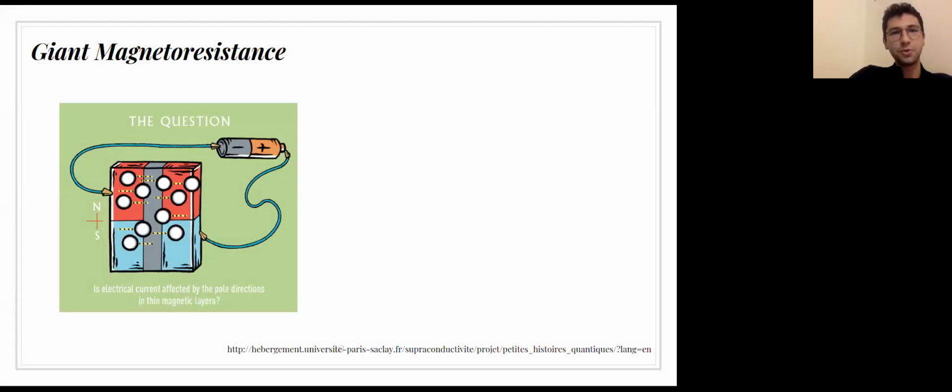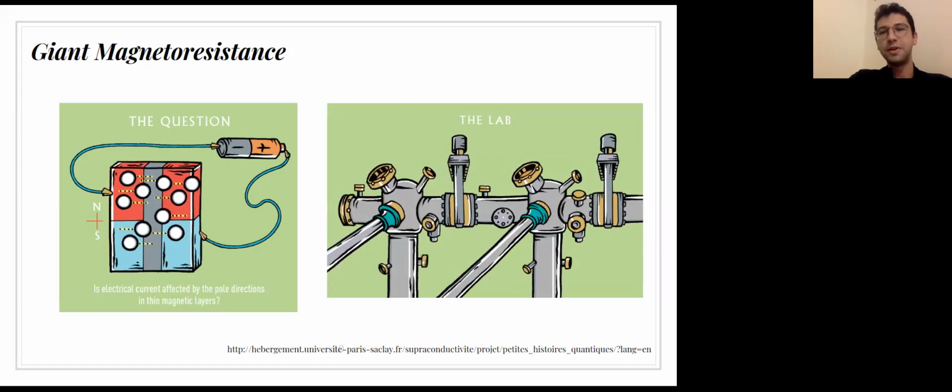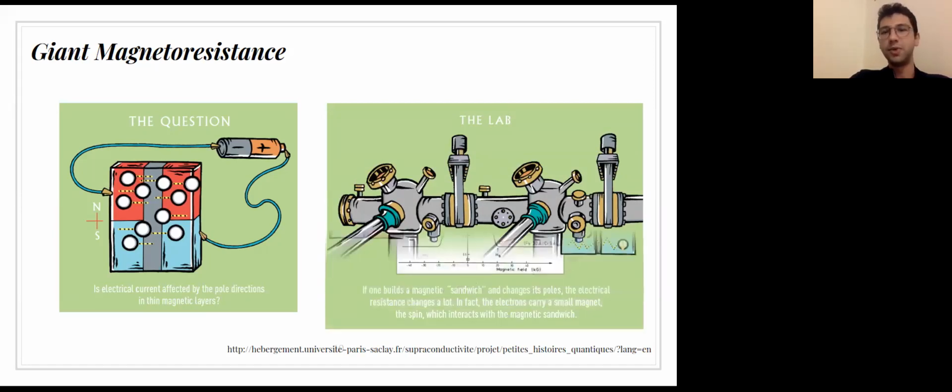And in the giant magnetoresistance, I want to first start with the question that arises. The question was, is electrical current affected by the pole directions in thin magnetic layers? Okay, so they went through the lab and gathered some results.